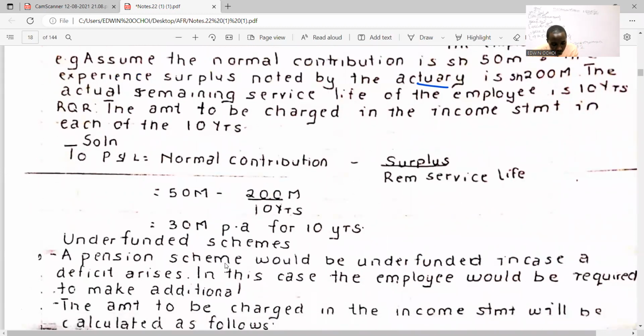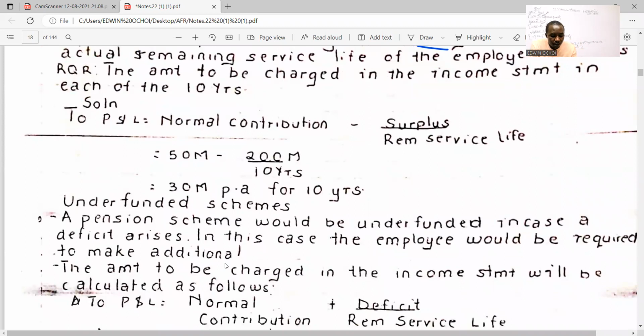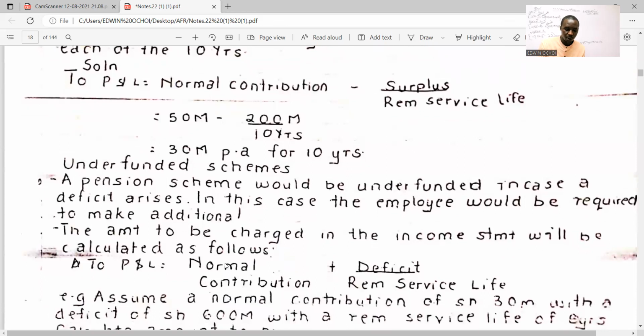So underfunded schemes are where you find that employees are required to contribute an additional amount, because for underfunded schemes the obligations exceed the plan assets. The obligations are more. So for us to clear the obligations, the contributors, that is employees, are required to contribute more than the normal contribution. That deficit has to be spread over the remaining service life of the employee, so we increase our normal contribution by the deficit, spread over the remaining service life of the employee.